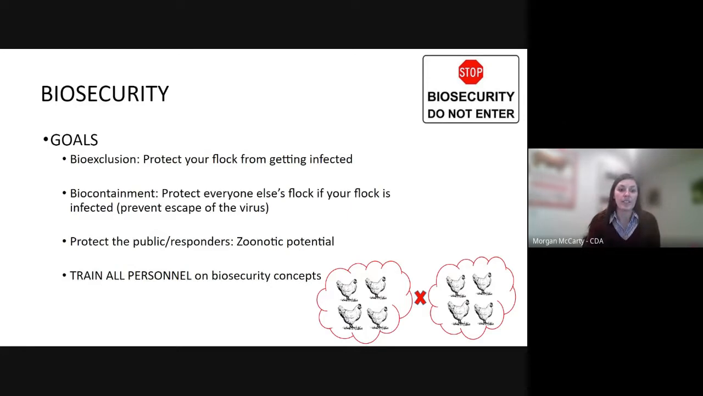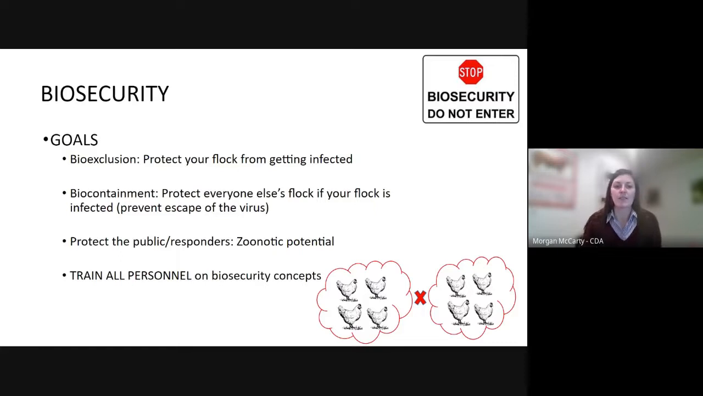So biosecurity. Our goals are bioexclusion. And what is bioexclusion? This is keeping the disease out of your flock and protecting your flock from getting infected. You can see the little chicken flocks in the bubbles down there. Keep your chicken bubbles away from other people's chicken bubbles. And if that means keeping personnel at a minimum, and feed trucks and litter trucks and that sort of thing at a minimum, then that's what we need to do to help prevent the spread of this disease.